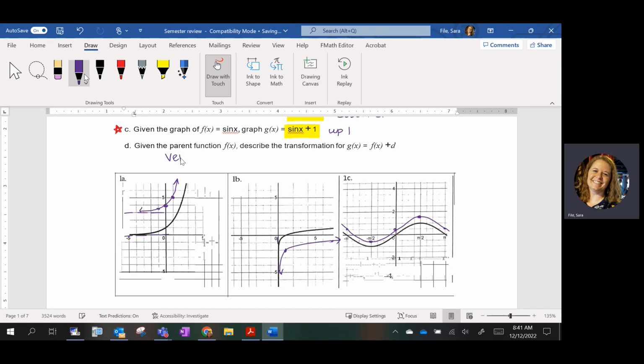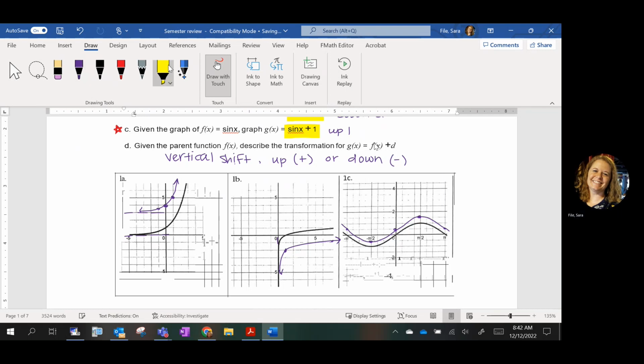Yeah, it's a vertical shift. So it makes it go up if it's positive, or down if it's a negative d. So you just need to know that plus d. Oh my goodness, it didn't switch again. That plus d is your vertical shift. Good for that one?